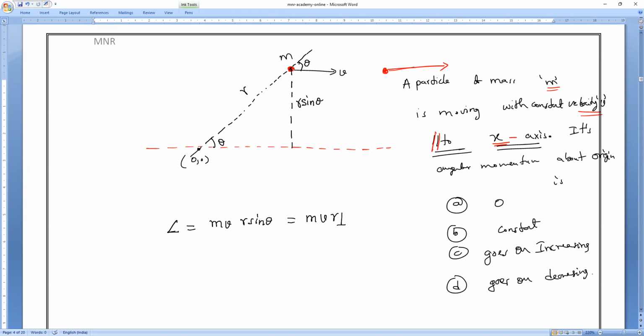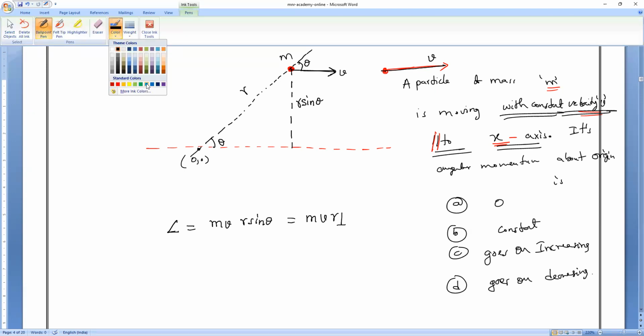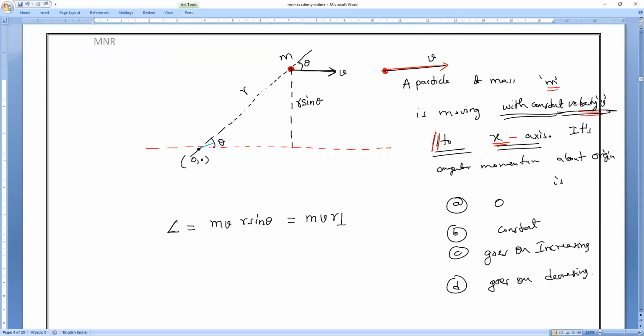Parallel to the x-axis means in the same direction. Still, what does the velocity remain? Constant. The velocity remains constant. Now imagine the body came to this point. I'll draw it with another color. Now, do you think theta remains the same? All of you, my question is to you guys.